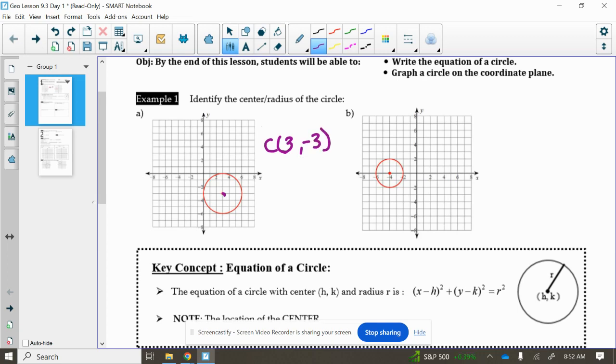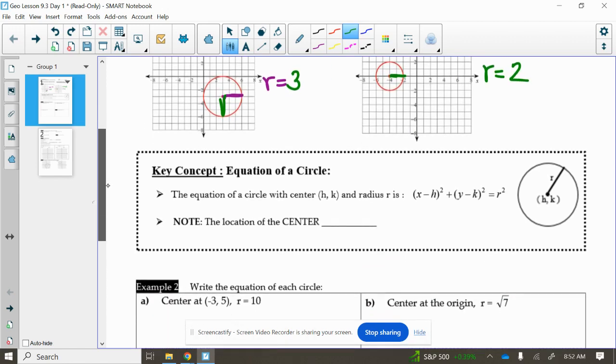And the r value, our radius, is the distance from the center to a point on the circle. So we could count the amount of spaces that is taking. In this case, each time our center is 3 units from the edge of its circle. In example B, our center is at (-4, 0). And if we count on this one each time, our radius is 2 units long.